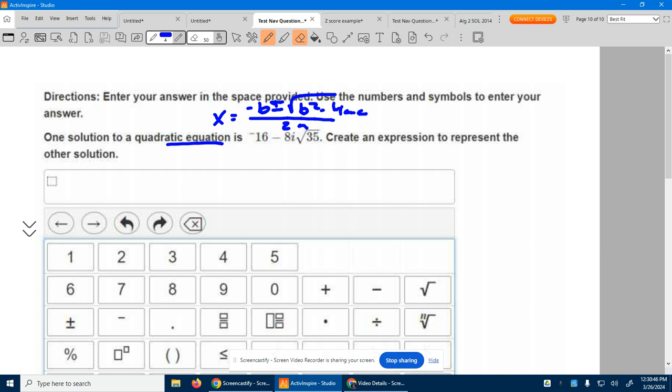The key is that there's the plus and the what? Minus. They've given you the answer where it was subtraction. So the other solution is going to be where it's -16 plus 8i root 35. And that's what you have to type in here.